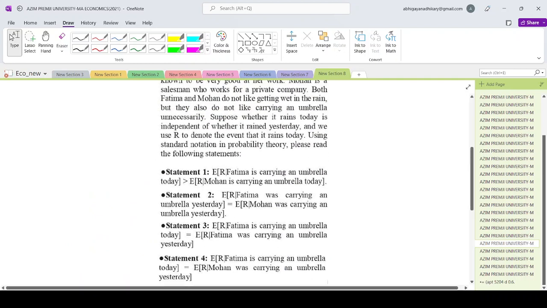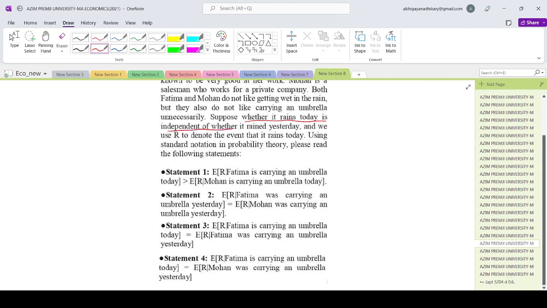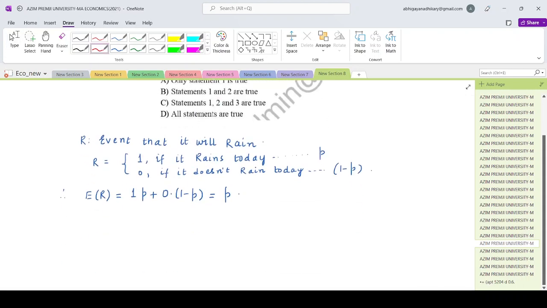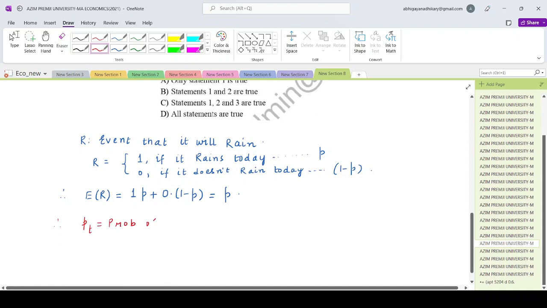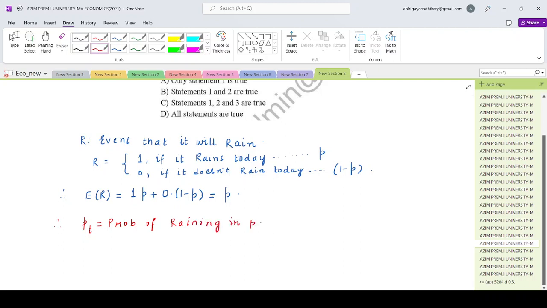And notice one crucial statement that we'll be needing, that whether it rains today is independent of whether it rained yesterday. That means basically this probability is the same. That means let's say that if Pt denotes the probability of raining in period t, then Pt is equal to p for all t. So it doesn't matter. It's independent in some sense.